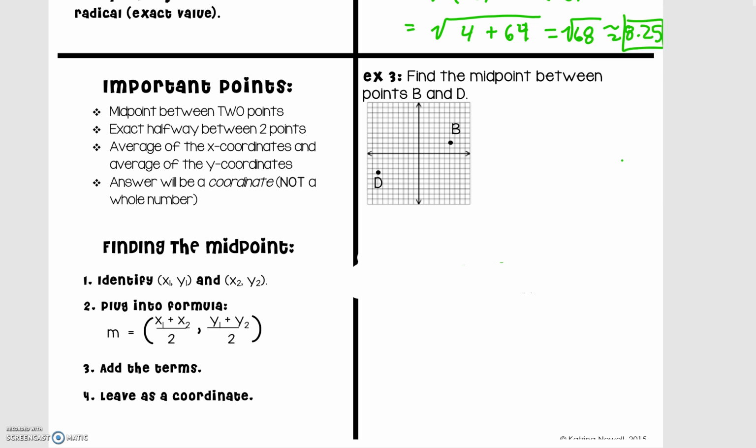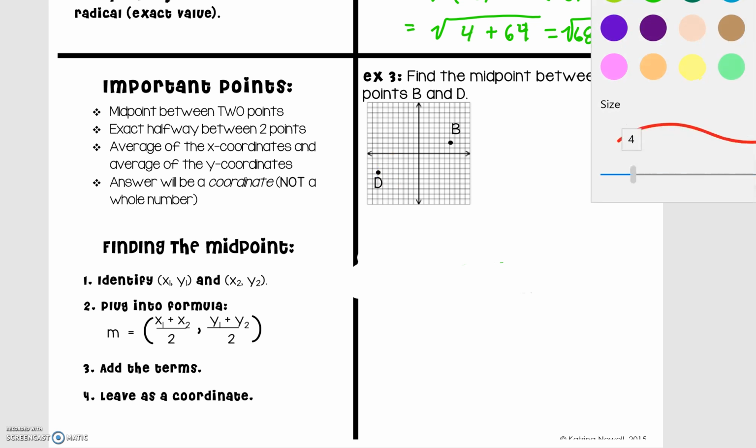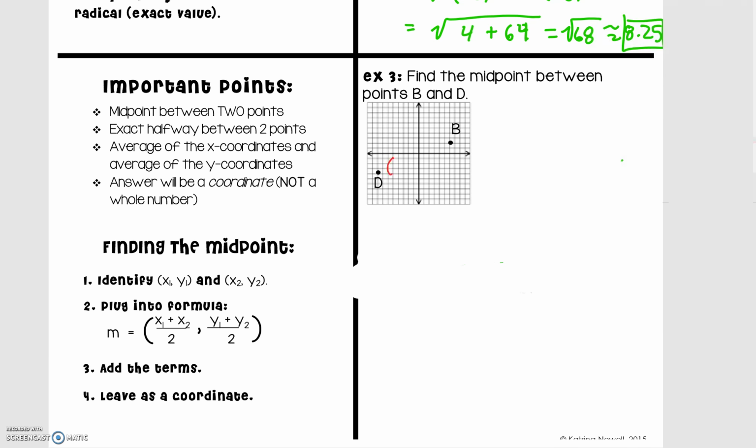All right, so again, we need to start off by finding the ordered pairs for those points. This ordered pair is at -8, -4, and this ordered pair is at 6, 2. So we have -8, -4, 6, 2. We're going to label these x1, y1, x2, y2, but this time we're using our midpoint formula.